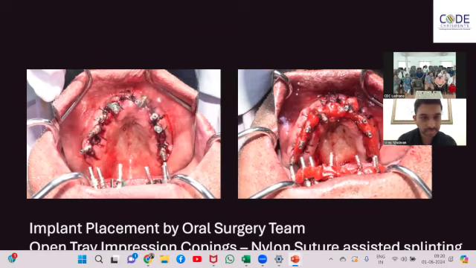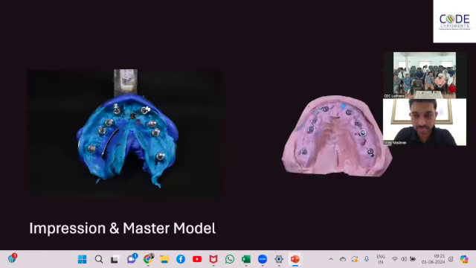On the same day itself, we attached the impression copings and splinted them with nylon suture. That was one of the techniques that we developed here and published in JPD. It helps in a very easy way of splinting. By around 1:30, we had finished the impression. This was a maxillary impression taken with the mandibular tray, as you can see. And then we had the master model.